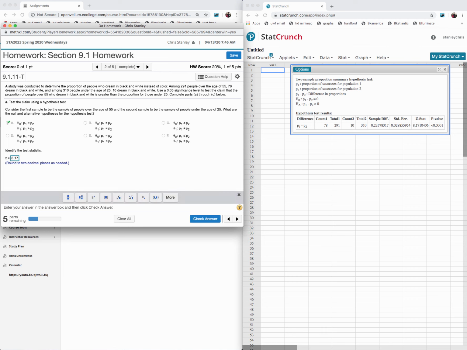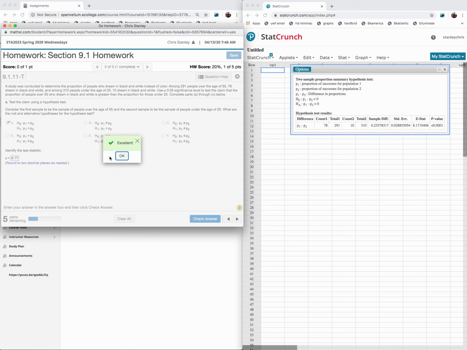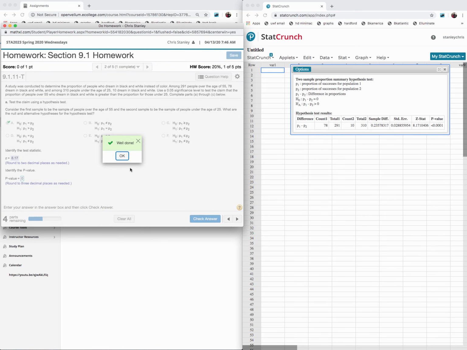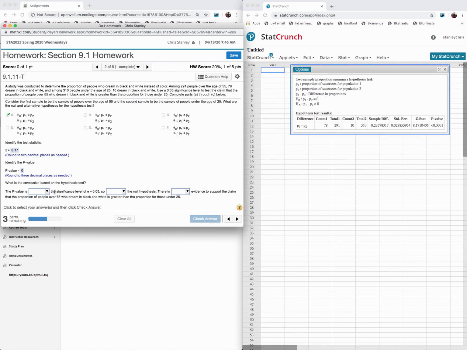I already know the z-score is going to be big. I don't really need to check it. Okay, so the p-value is less than 5%, because that is less than 5%. So we're going to reject the null hypothesis. There is sufficient evidence to support the claim. We have evidence to support this claim. This is the H1. That's their claim.